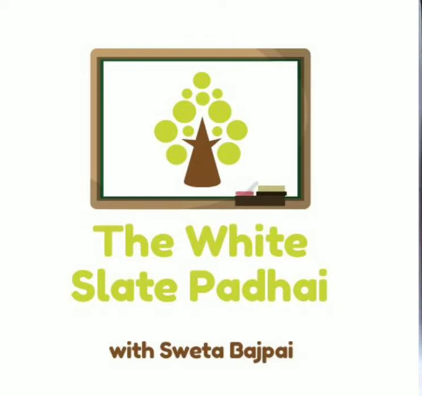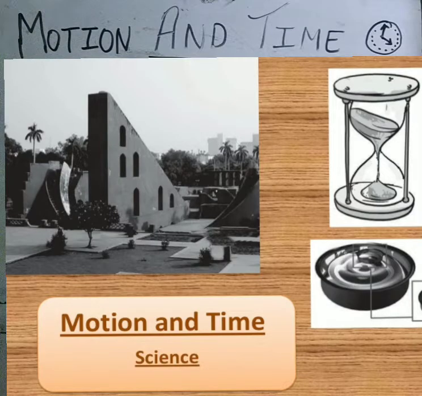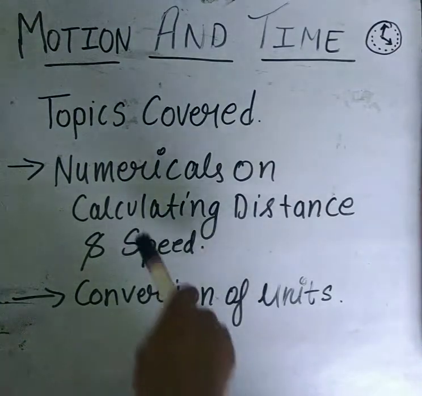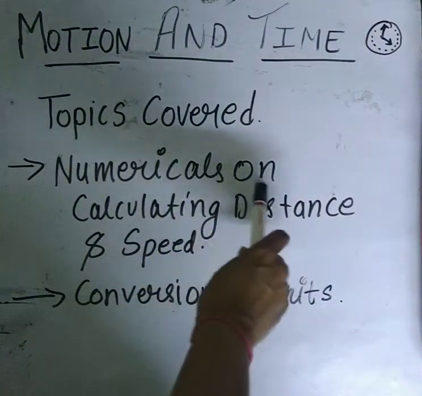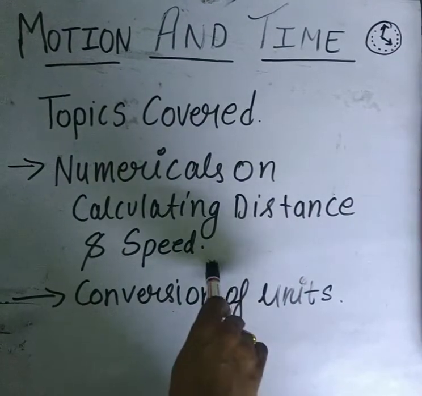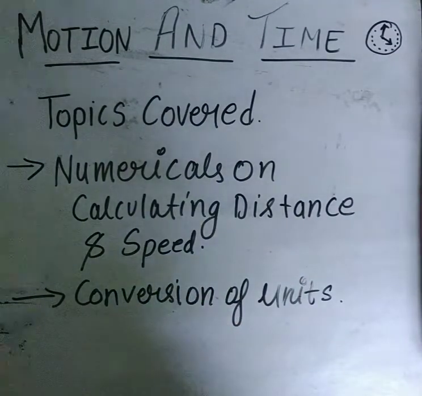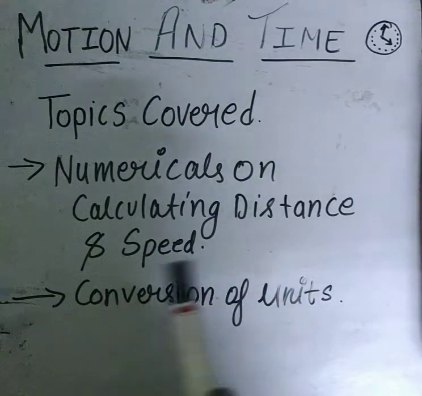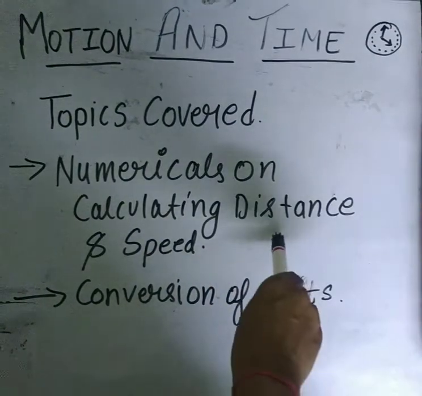Today we will again continue with the Padhai of motion and time. The topics that we are going to cover today are basically based on the numerical part only. We will be doing some numericals on calculating distance and speed. In the last class we saw one numerical on how to calculate speed, and in this class we will see various others, and we will also see some for distance.